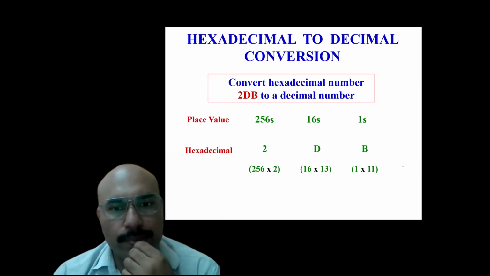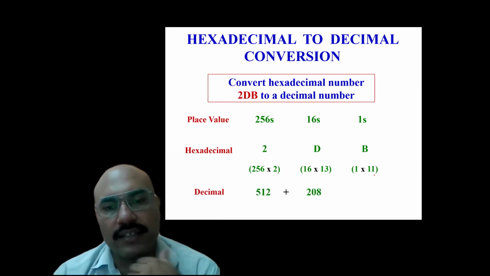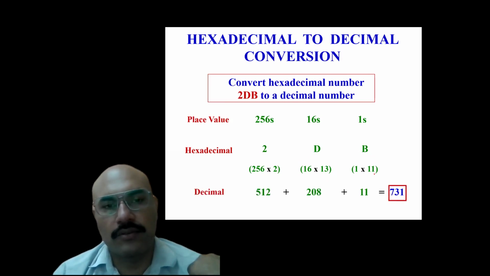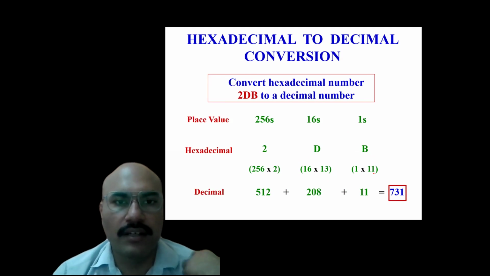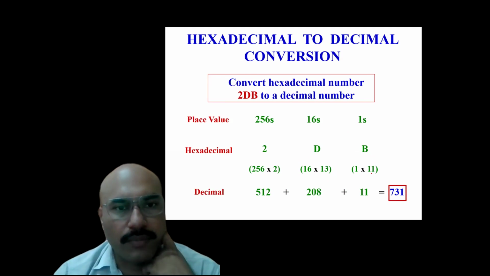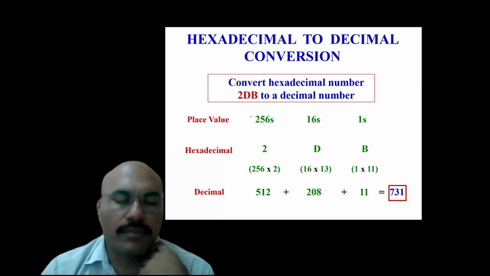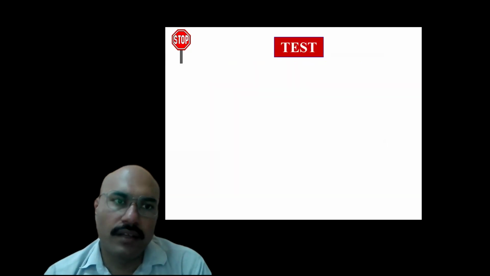What you need to do is multiply with the power of 16. So B is 11, so 11 will be multiplied by 16 power 0, 13 will be multiplied by 16 power 1, and 2 will be multiplied by 16 power 2. 16 power 2 is 256. We'll add these values and you can get the results back. That is 731. The 731 is the decimal conversion of 2DB in hexadecimal.